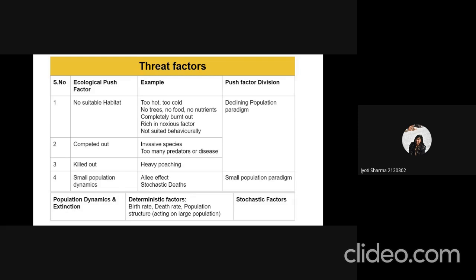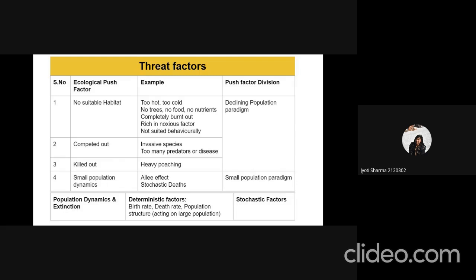Then if there is a wildfire, what will happen? Because of the wildfire, suppose we have deer. Deer survive on these grasses, because these are herbivores. And because of the wildfire, we don't have the grasses now. So what will happen? The deer have to go somewhere else. Here as well, we don't have a suitable habitat for the deer. So this is the completely burnt out situation.